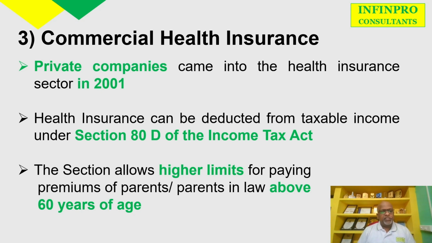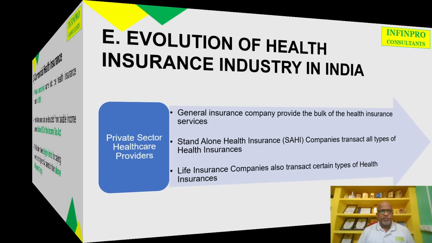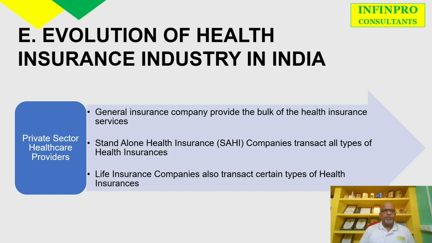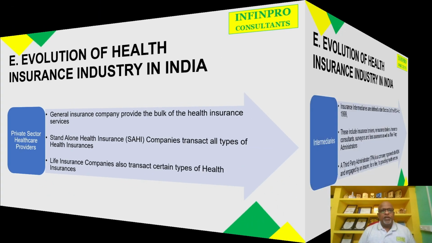Private companies have existed since 2001 to give superior class health insurance services. The evolution of health insurance will be complete in understanding once you understand how the private sector healthcare providers operate. General insurance companies provide the bulk of health insurance services now, and there are standalone health insurance companies as well who focus only on health insurance services. In addition to general and standalone health insurance companies, life insurance companies also transact certain types of health insurance business.